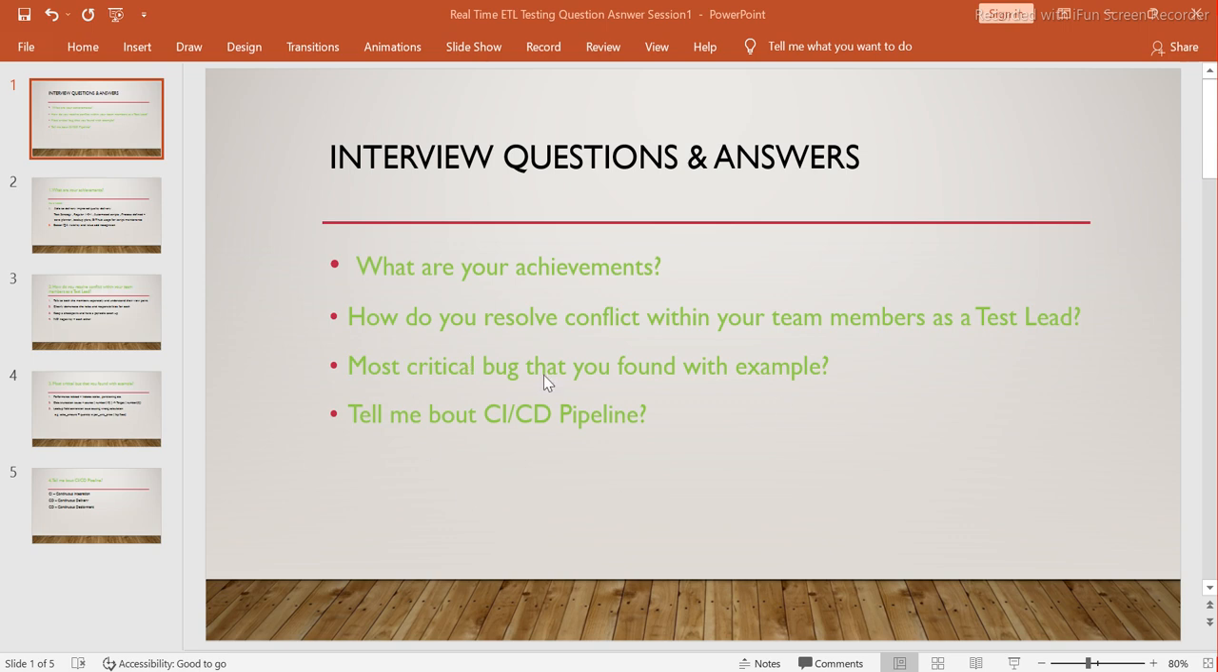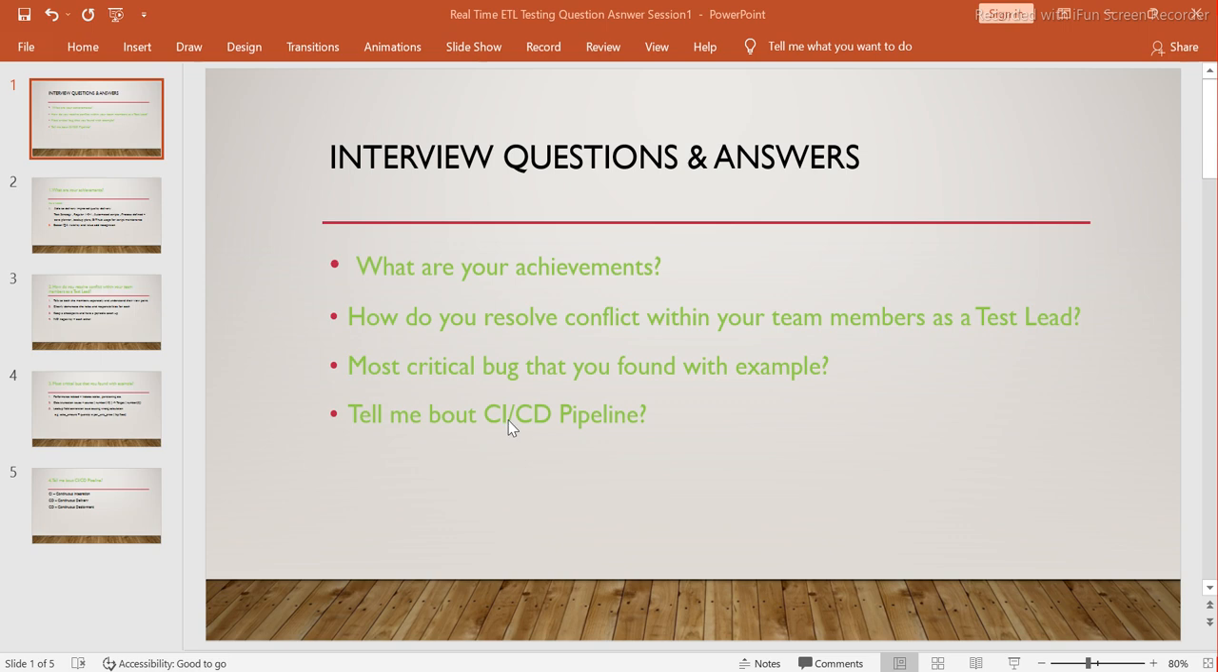The third question is, what is the most critical bug that you found, with an example, right? Again, they want to check how you explain the criticality of the bug, and what you think is critical, right? All those things they want to check, more of your communication skill and how you convince them, right? All those kinds of skills.